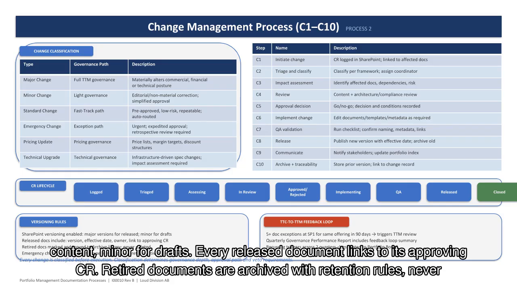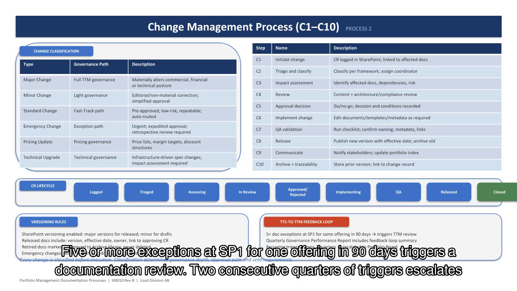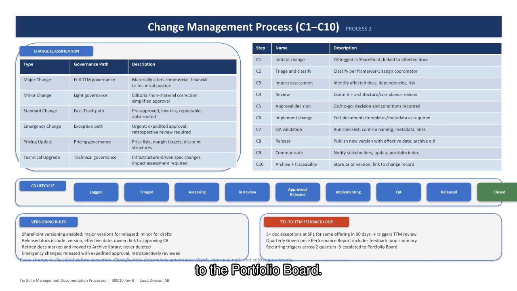Bottom left, versioning. Major versions for released content, minor for drafts. Every released document links to its approving CR. Retired documents are archived with retention rules, never deleted. Bottom right, feedback loop. 5 or more exceptions at SP1 for one offering in 90 days triggers a documentation review. 2 consecutive quarters of triggers escalates to the portfolio board.